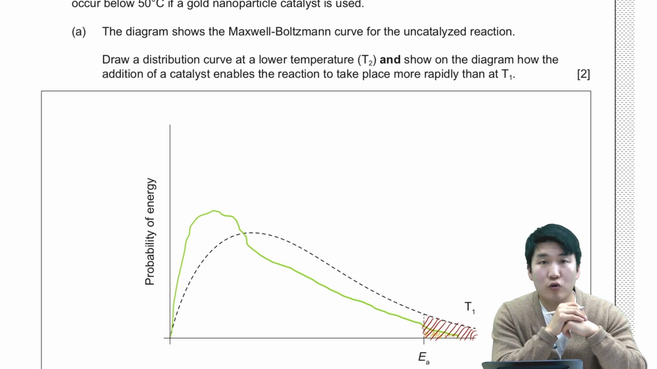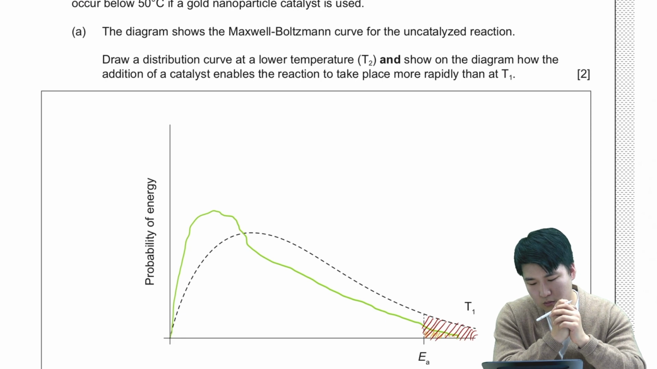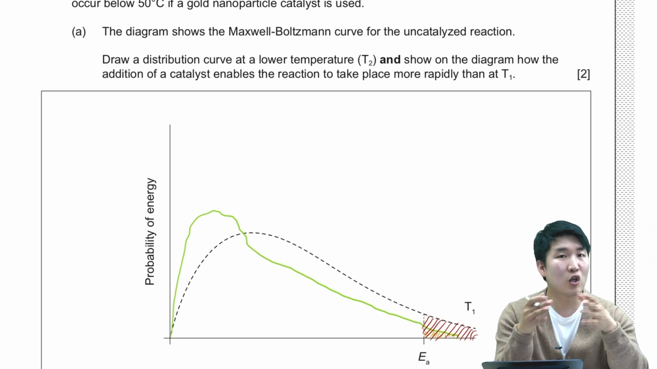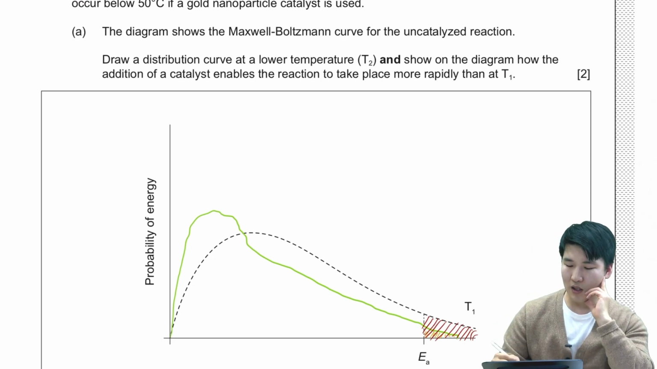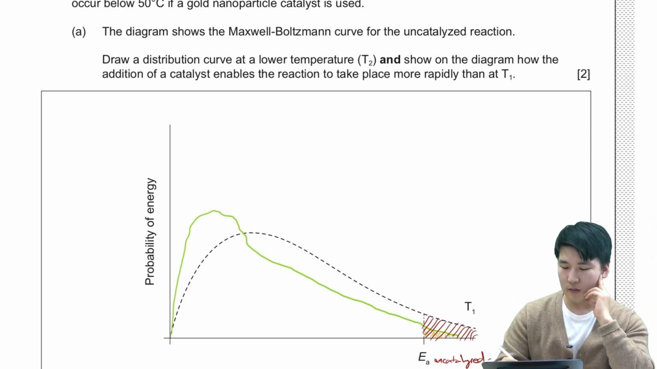We're also asked to indicate the effect of adding a catalyst. Well, the role of a catalyst is to lower the activation energy by providing an alternative pathway, which means the activation energy uncatalyzed will be reduced when it's catalyzed.